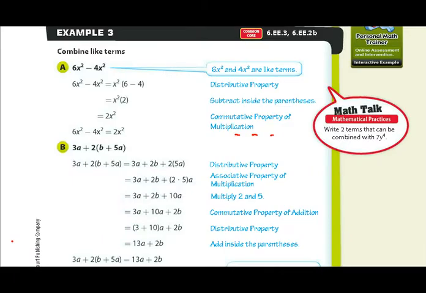Okay, so when we're talking about combining like terms, we've got 6x squared minus 4x squared. So, are the x's to the same power? They're both x squared, so we can combine those like terms. So 6x squared minus 4x squared would be simply 6 minus 4, which is 2. And then we keep the x squared, so we have 2x squared. Because they were like terms, they were both x squared, we can combine them.